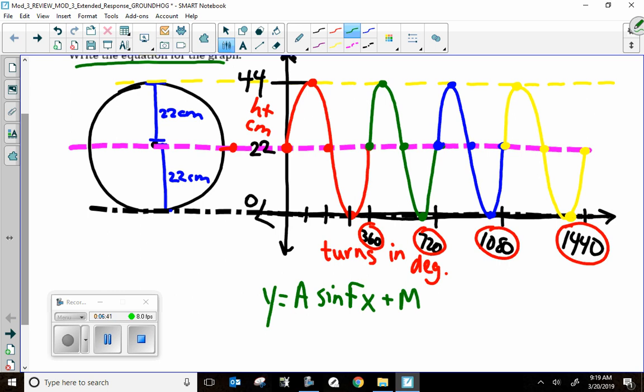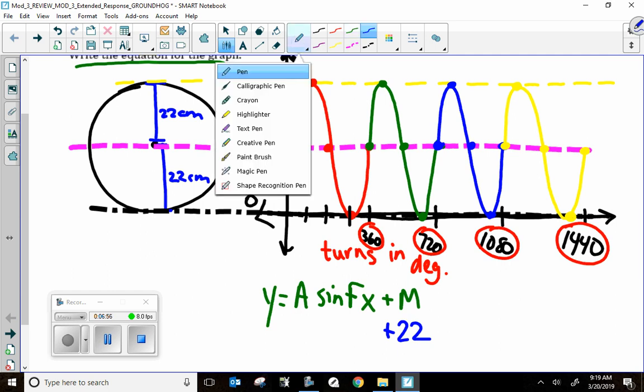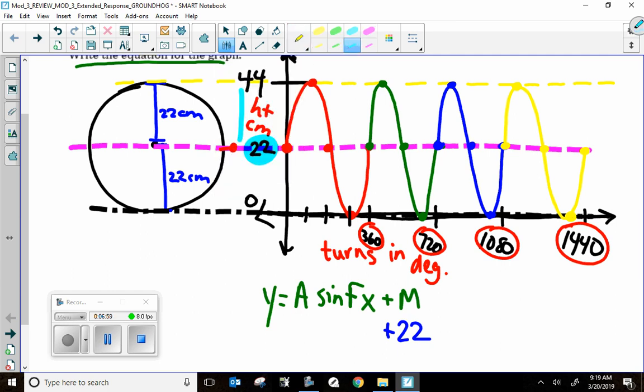So my amplitude, my midline, that's the best place to start. My midline is 22. So I know I'm going to have plus 22. Well, what about my amplitude? I go up 22 to 44, and I go down 22 to 0. So my amplitude is also 22. I know my sine curve is positive because it goes up, then down.